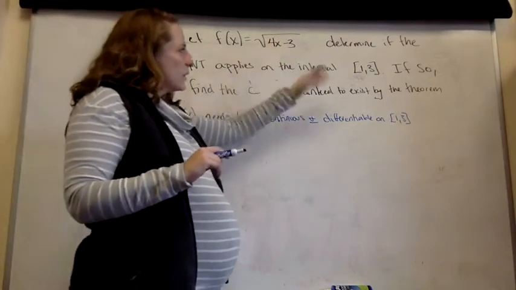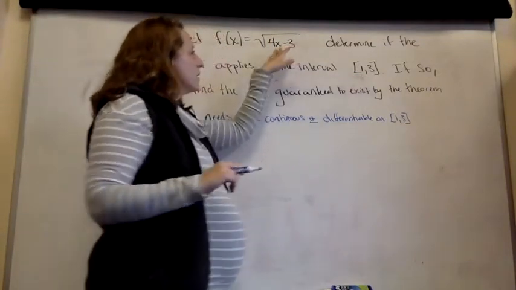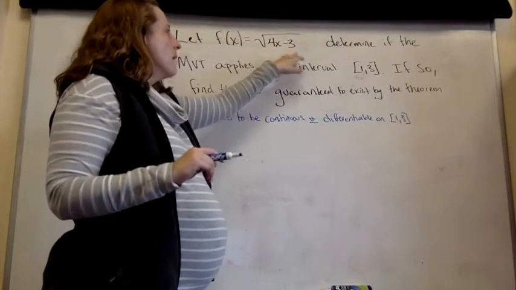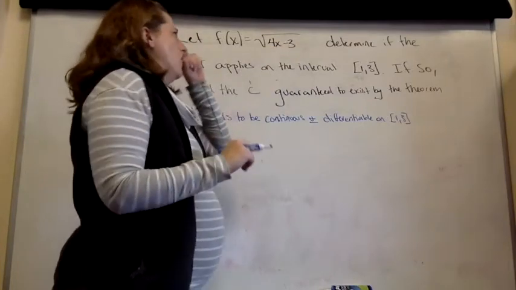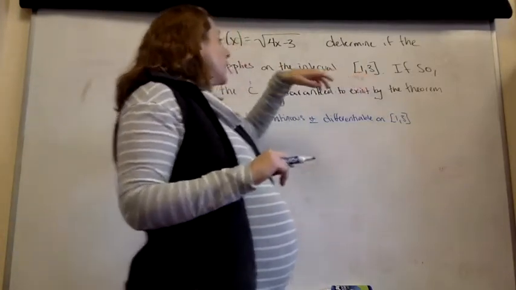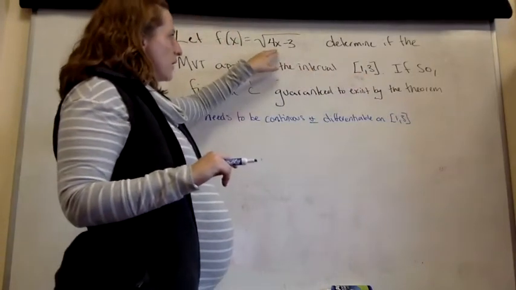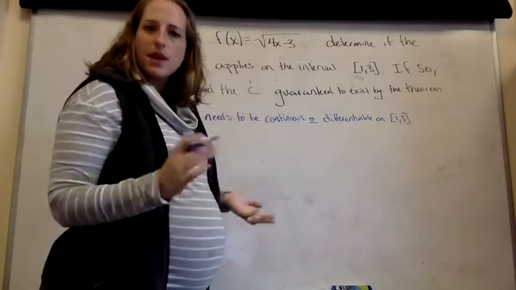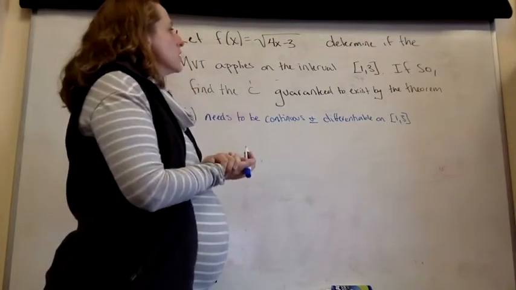However, I think if we do a little bit of testing, if I were to plug in 1 to this, I'd have 4 minus 3, which is 1. The square root of 1 is okay. If I were to plug in 3, I'd have 4 times 3, which is 12. 12 minus 3 is 9. Okay, seems like we're okay inside of there.